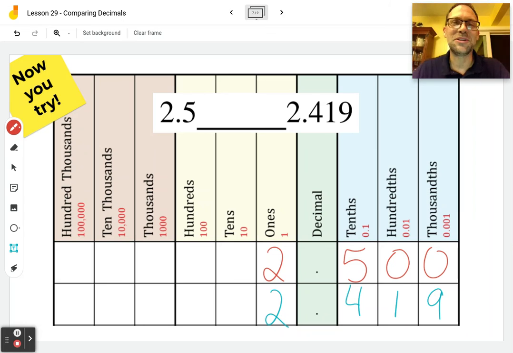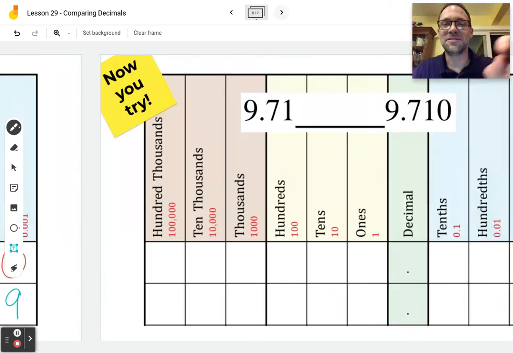And here we see a problem that looks eerily similar to one we just did, doesn't it? I didn't plan it this way, but let's keep going. Yes, we can see if we compare place values. In the ones place, we have 2 2s, and in the tenths place, we see the 5 is greater than the 4. So 2 and 5/10 is greater than 2 and 419 thousandths.